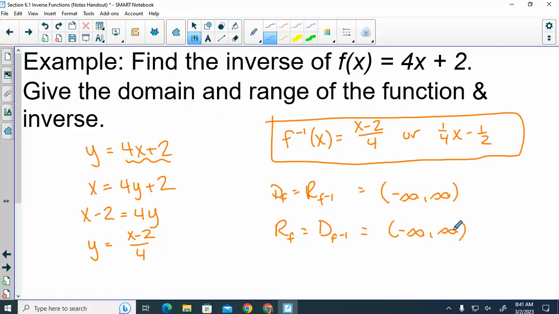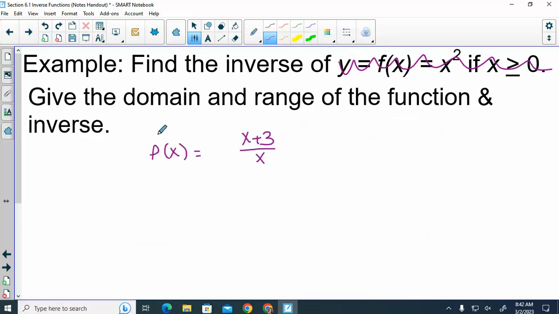I think we need to try a couple more of the fraction ones. You guys did okay with this, but let's try. I'm going to change the next example. So mark out what's there. We're just going to do, our function is (x plus 3) over x.